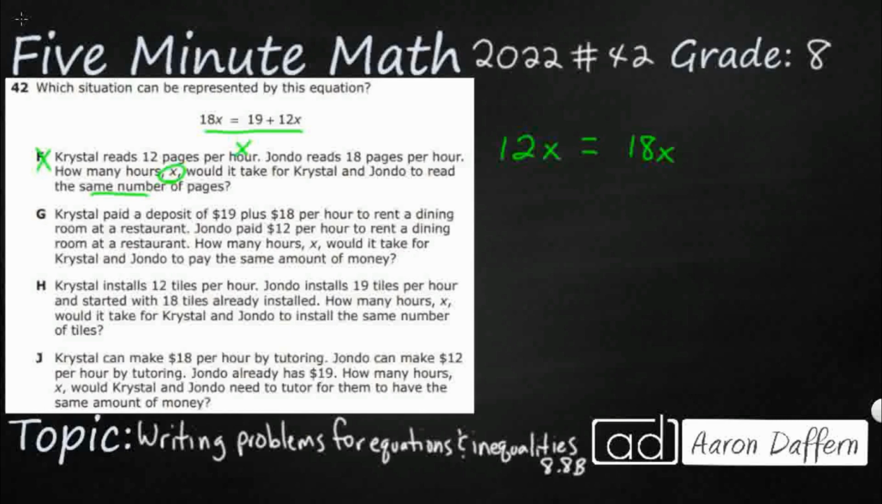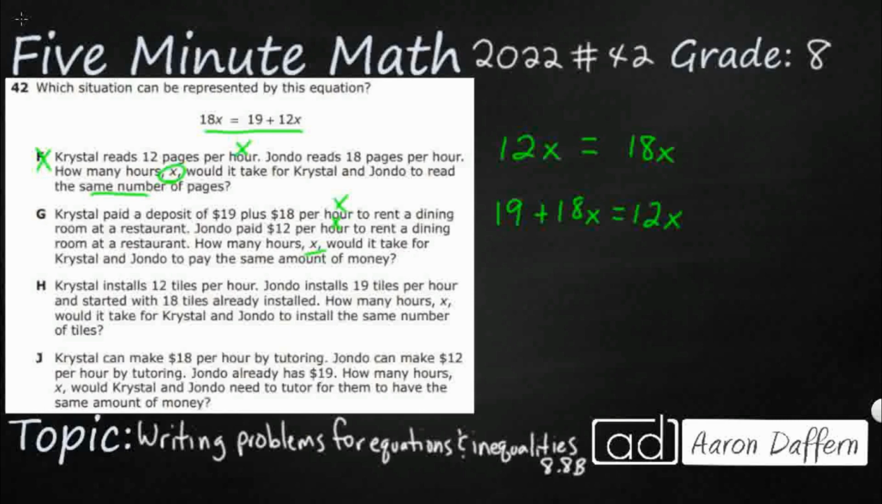Let's check G. Crystal paid a deposit of 19. There we go. So at least we're going to get some 19 in there. 19 plus $18 an hour to rent a dining room. John Doe paid $12 per hour to rent a dining room at a restaurant. How many hours? x. So hours again, per hour, per hour. So I've got a 19 for Crystal plus my 18x to rent a dining room. John Doe paid $12 an hour. How many hours would it take for them to pay the same amount of money?